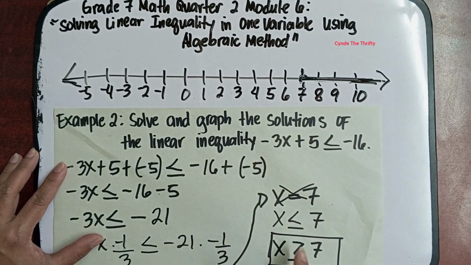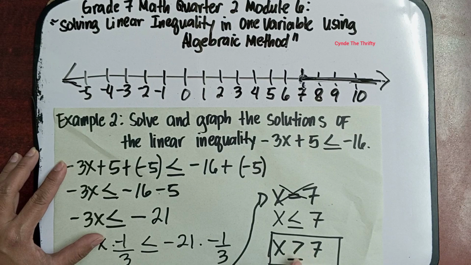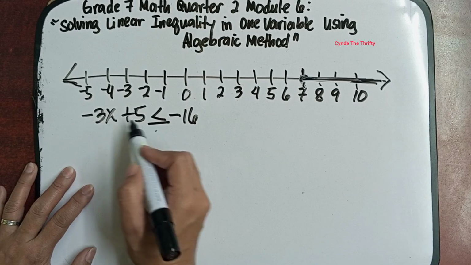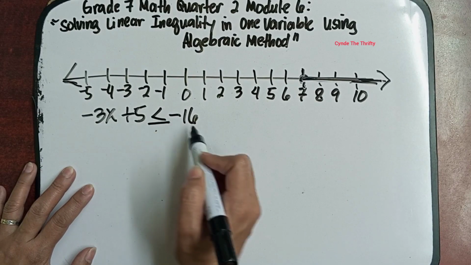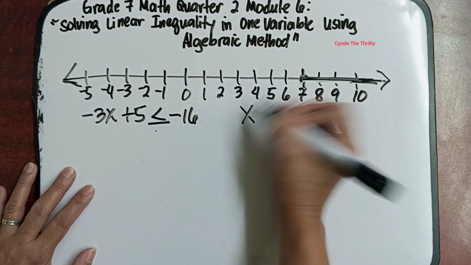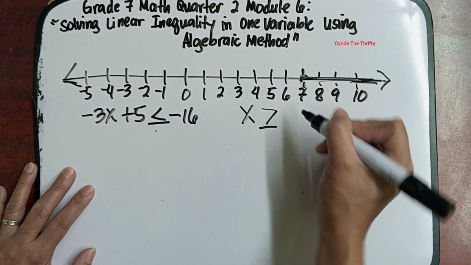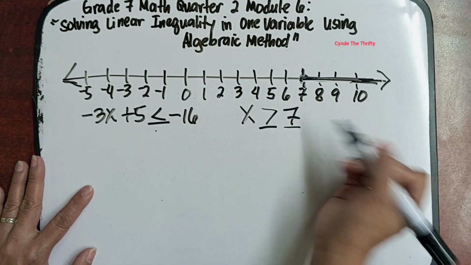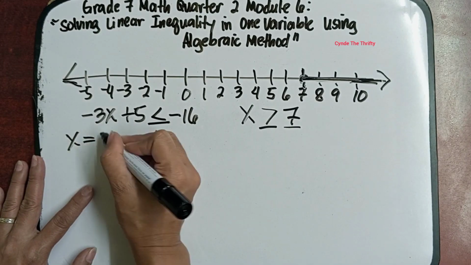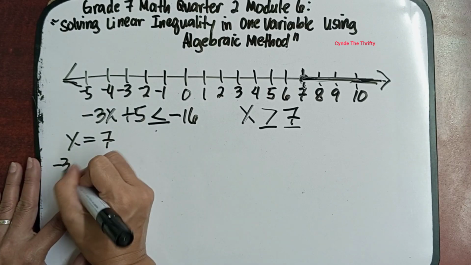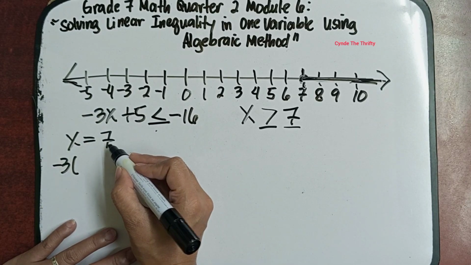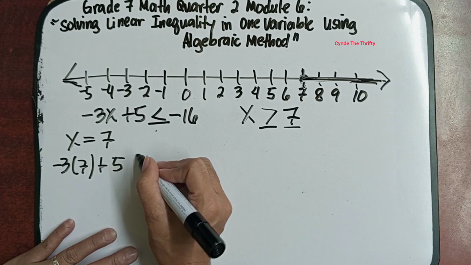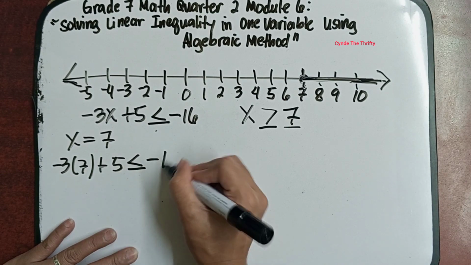Okay, let's check if our answer, greater than or equal to 7, is correct. Our equation is negative 3x plus 5 is less than or equal to negative 16. The value of our x is greater than or equal to positive 7. So, let's check it using 7, positive 7. If x is equal to positive 7, then negative 3 multiplied by the value of x, 7, plus 5 is less than or equal to negative 16.